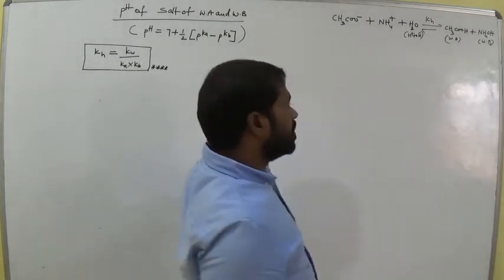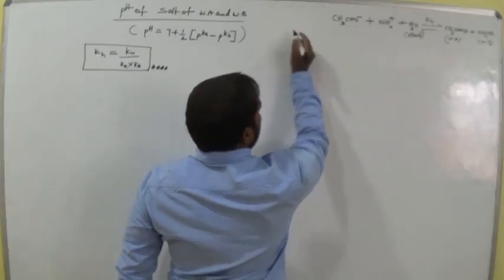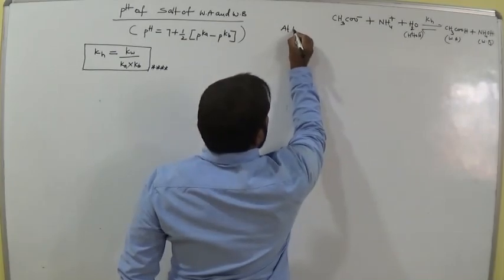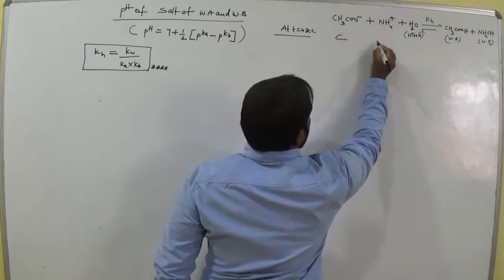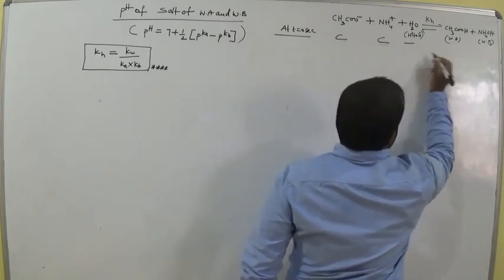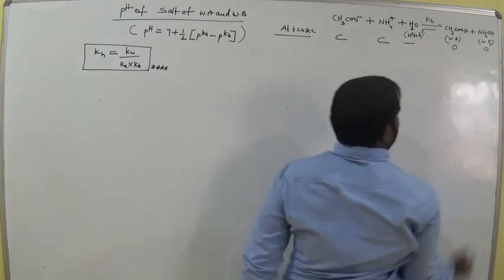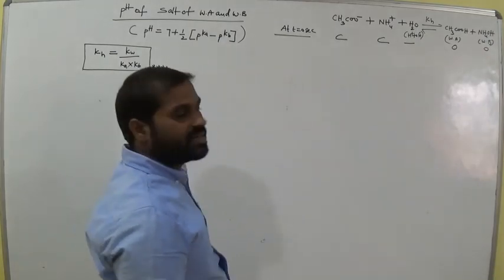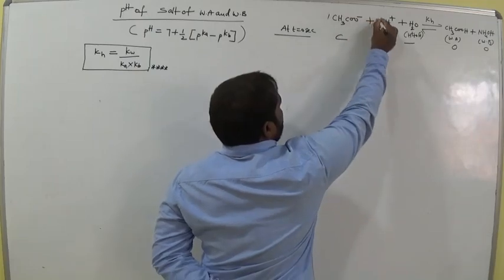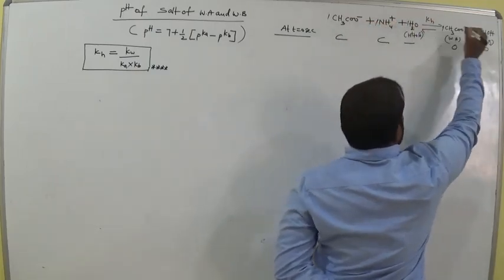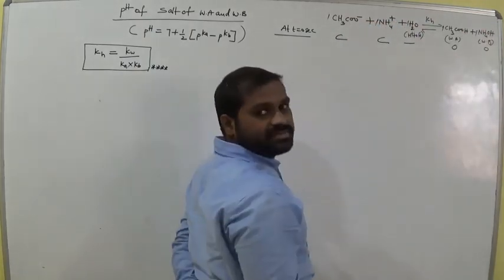Now let's see here at t equals 0 seconds. Its initial concentration is C, for it is constant. Initially there is no product, so its concentration is taken as 0. Clear, ma? Now this is one more. Okay, clear? All of you?